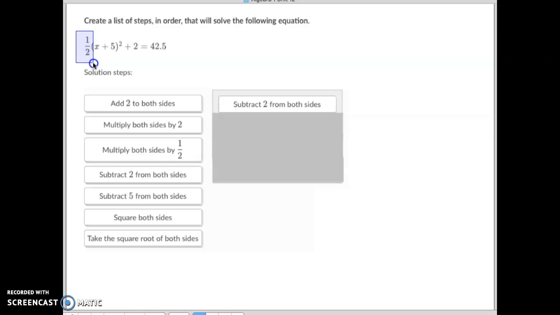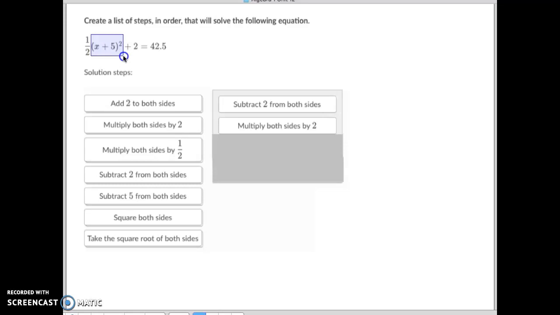We're going to multiply both sides by 2. So the opposite of multiplying by 1/2 is actually multiply by 2. So we're going to take this, multiply both sides by 2, and drag it right here. Now, 40.5 times 2 is 81. So we now have x plus 5 quantity squared equals 81.